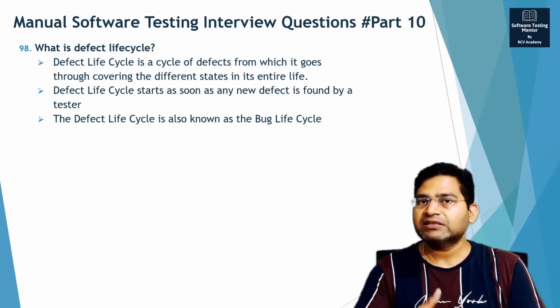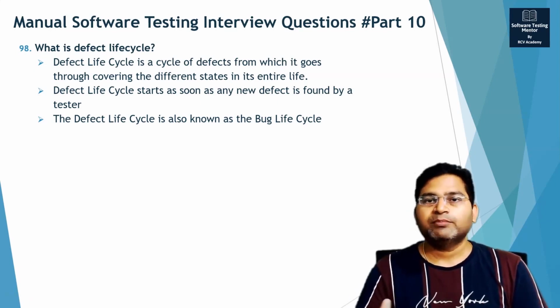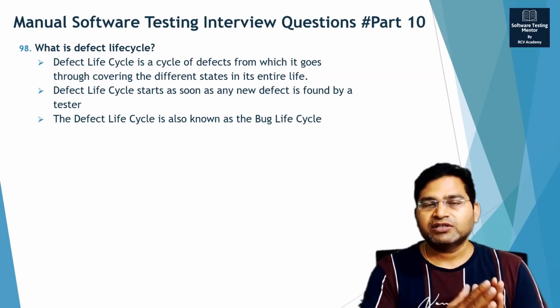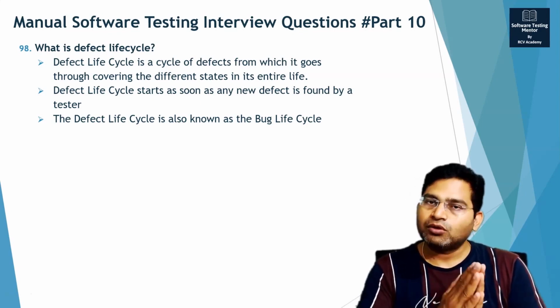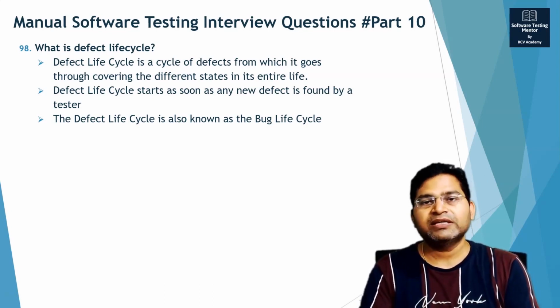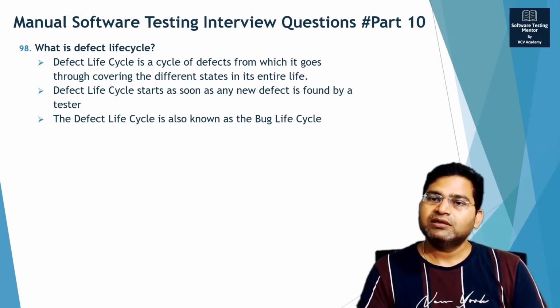So defect life cycle is nothing but a process or a cycle which is followed by the defects in a particular project. The defect life cycle starts as soon as a new defect is found by the tester, and it is also known as bug life cycle. Defect and bug are used interchangeably, so it is also known as bug life cycle.